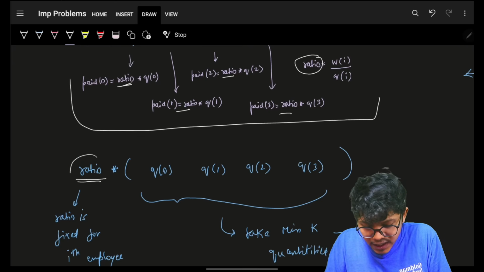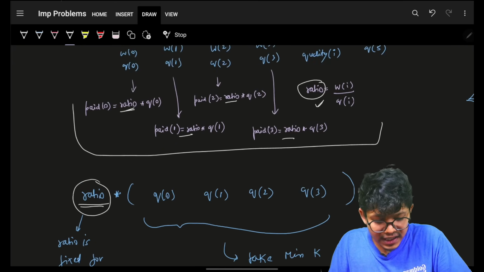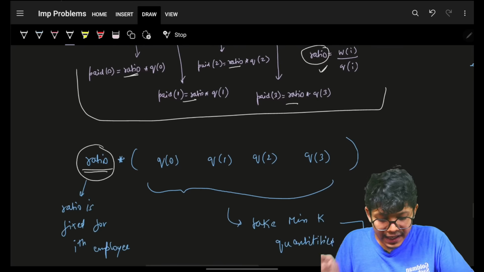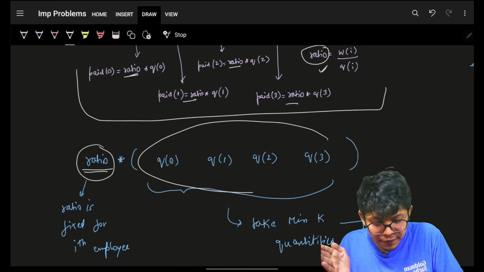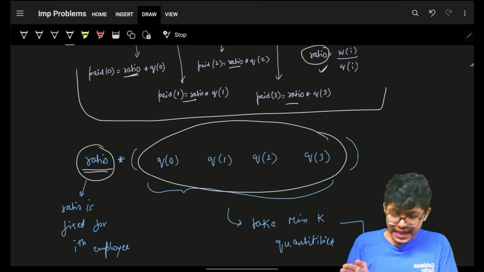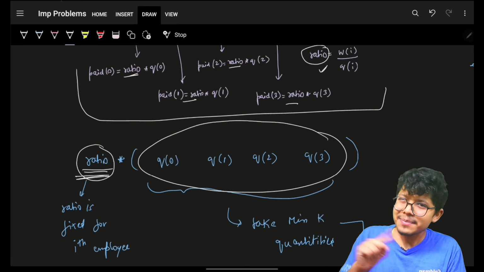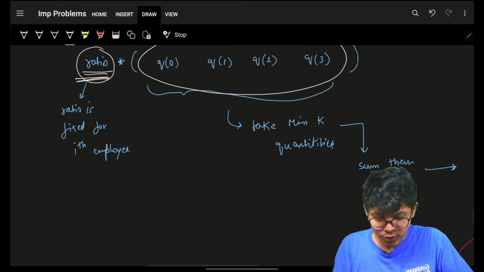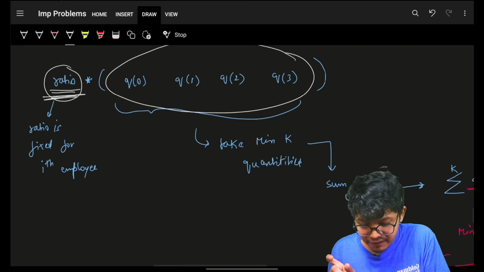And I know the ratio will be fixed for the ith index. So if I take the minimum of k quantity values and then multiply by the ratio, won't it be the same? Yeah, it will be. So I realized I will take it again.